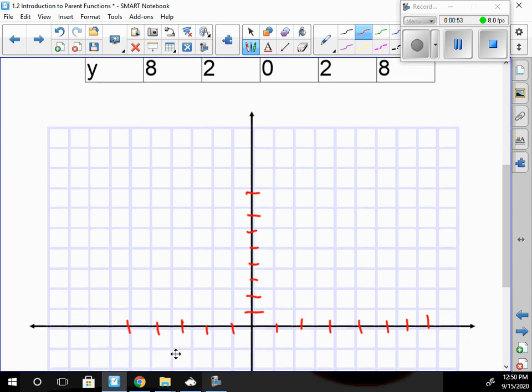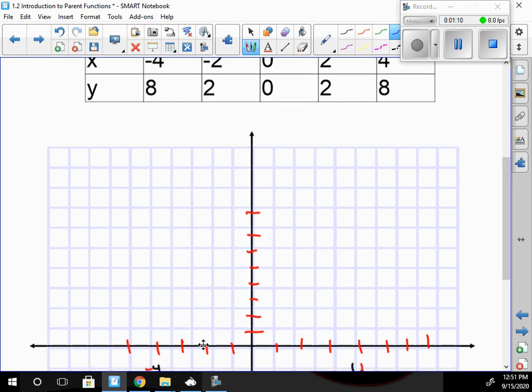So I know I'm going to need to go back to -4 and at least over to +4. This is going to go up to 8. 1, 2, 3, 4, 5, 6, 7, 8. See, I'm perfect and I didn't even realize it. So my first point is -4, 8. So I go back to -4 and up to 8.